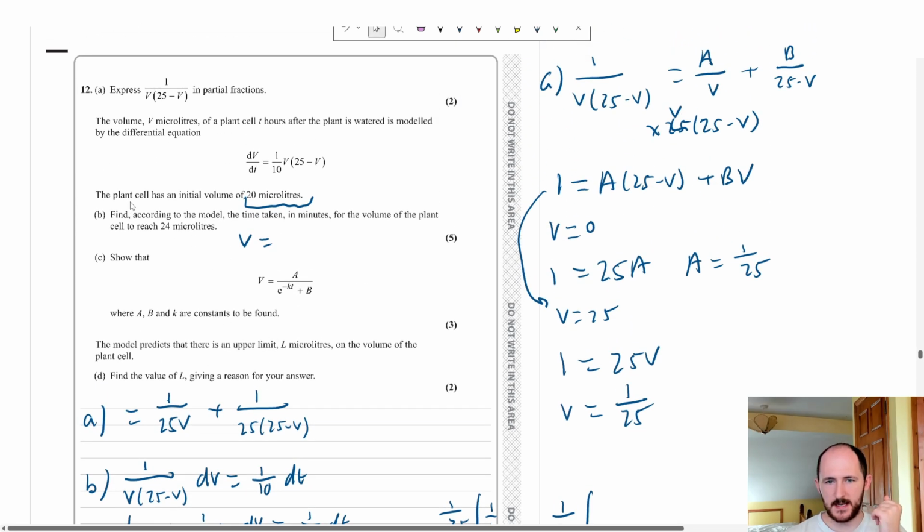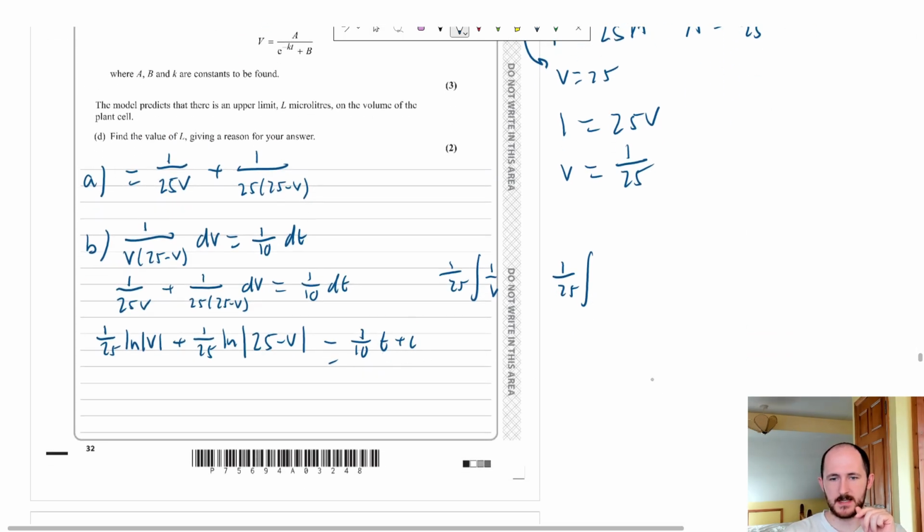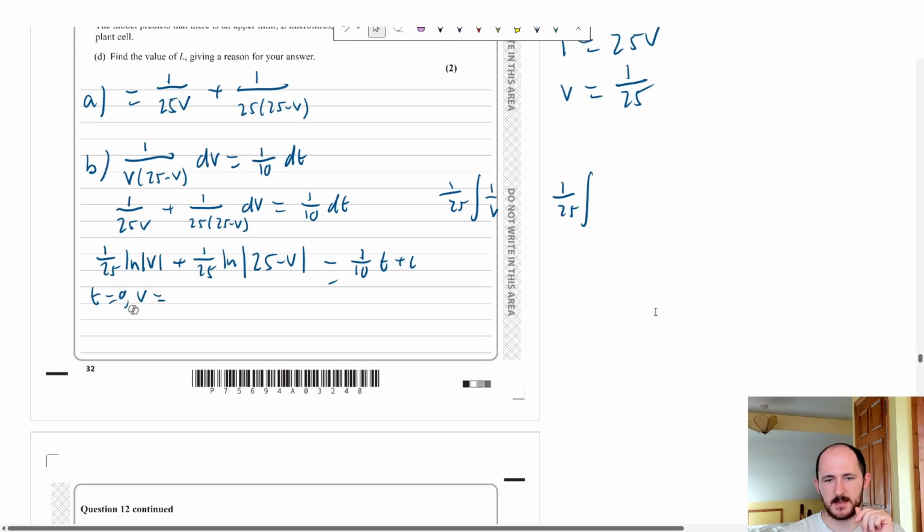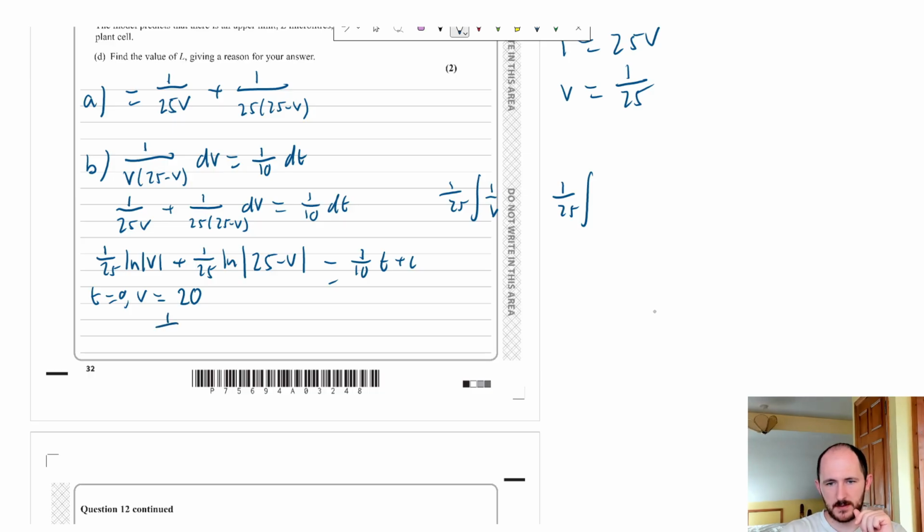It tells me that the initial volume is 20, so we can use that to work out c, because when t equals 0, v equals 20. So we get 1 over 25 ln 20 plus 1 over 25 ln 5 equals c. We could combine that. If we add them together, they multiply, so it'd be ln 100. That might be worth doing if we sort that out.